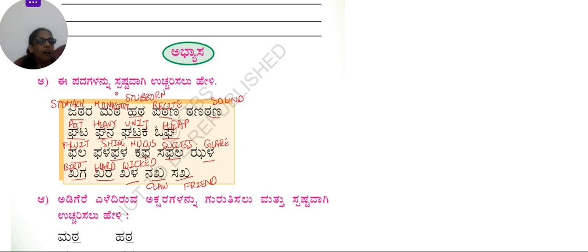Khara means something which is hard. Khara also means something which is wicked. Nakha, a claw of the bird. Sakha, friend. So Jathara, Matha, Hata, Pathana, Thana Thana, Ghata, Ghana, Ghataka, Ogha, Phala, Phala Phala, Kapha, Saphala, Jhala, Khaga, Khara, Khala, Nakha, Sakha. So these are all the words.